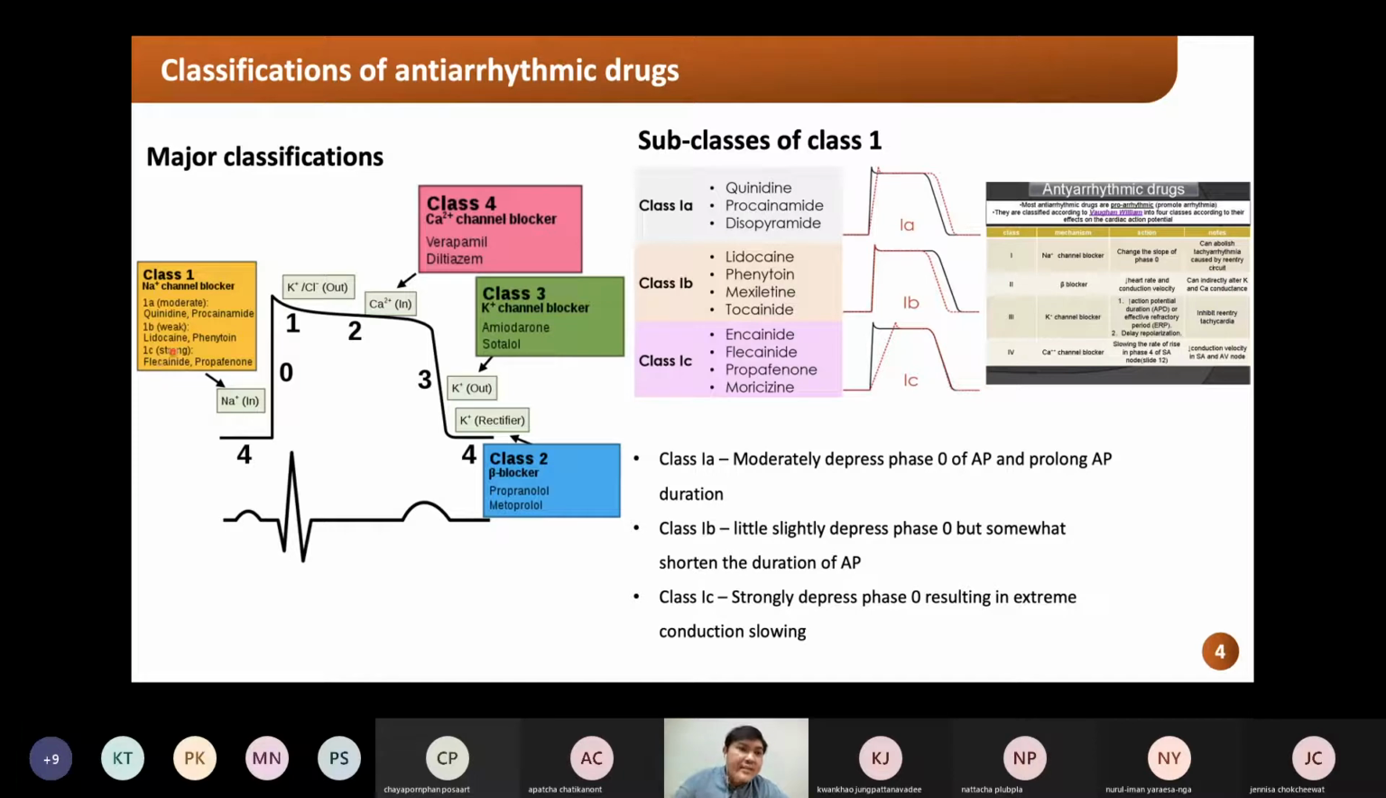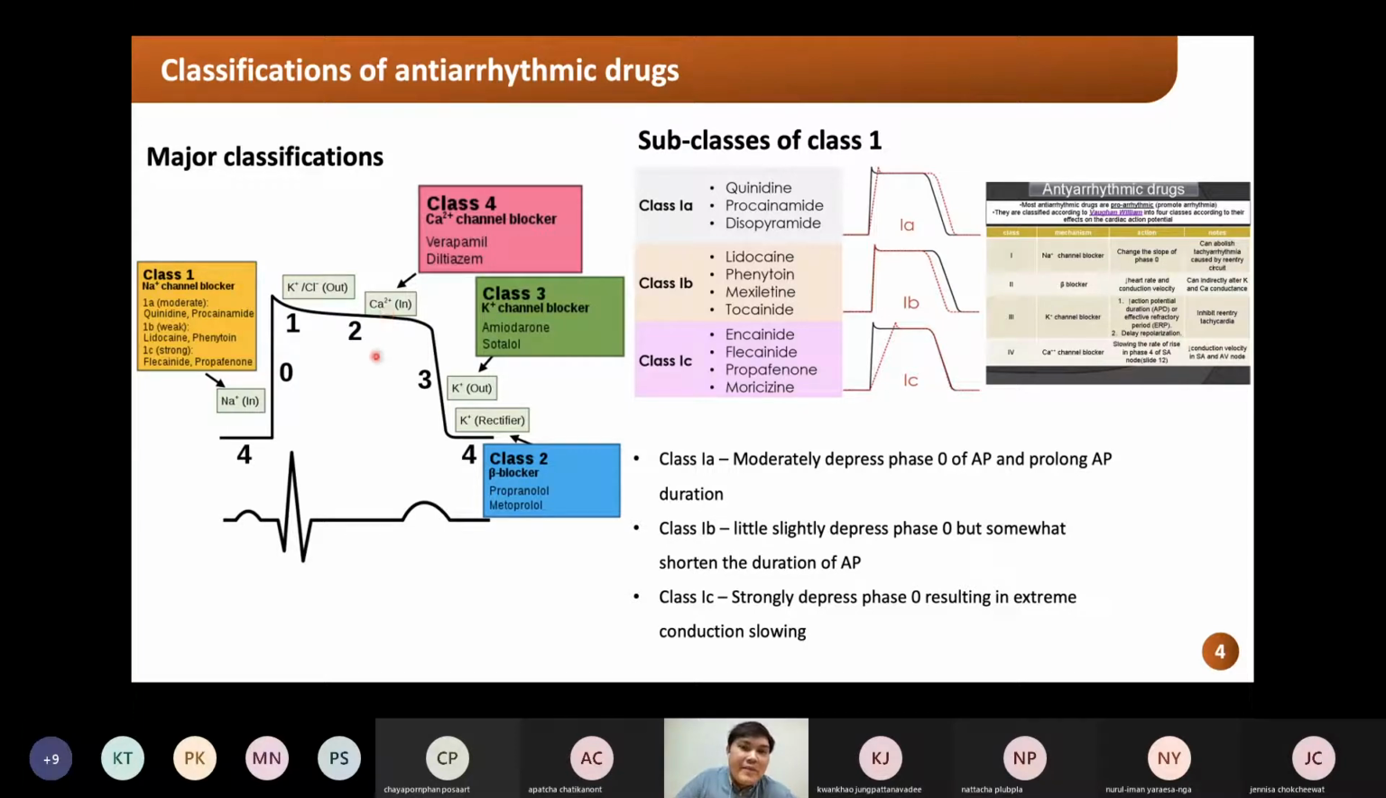And class 1 can be classified into 3 subclasses, as you can see here: class 1A, 1B, and 1C. I would like to tell you that you don't need to remember these drug names at all, because we don't have the authority to give these drugs to the patient. I just want you to know what anti-arrhythmic drugs are.